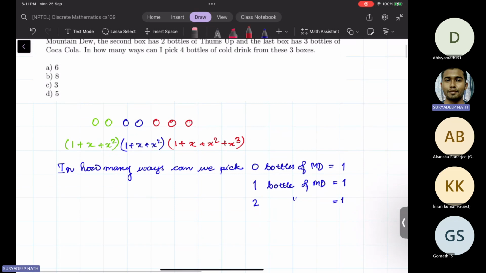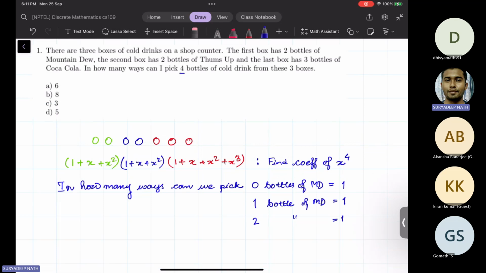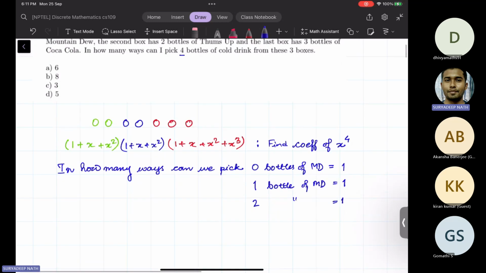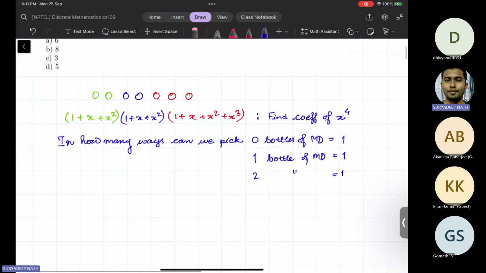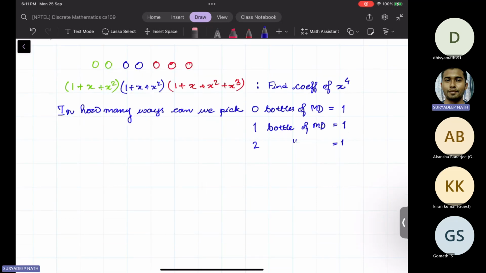So now in this, we'll have to find the coefficient of x to the power 4, because we'll have to pick up 4 bottles. The coefficient of x to the power 4 will give us the number of ways 4 bottles of cold drinks can be picked up. So now how to solve this product? You have 3 functions, 3 polynomials, and you'll have to find the product. So one way is this: you add dummy terms to the series.